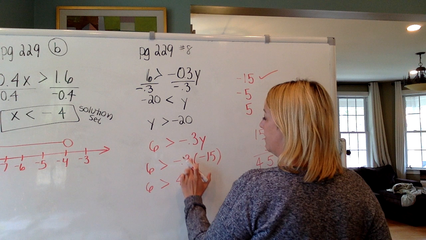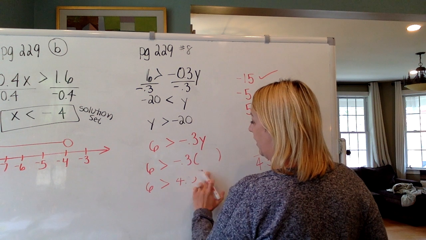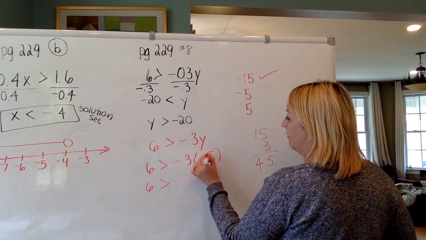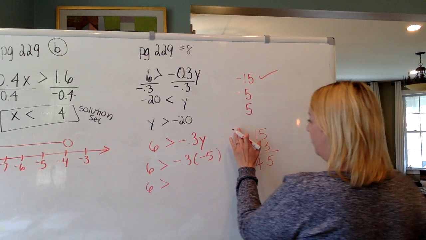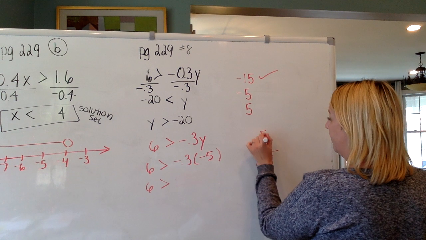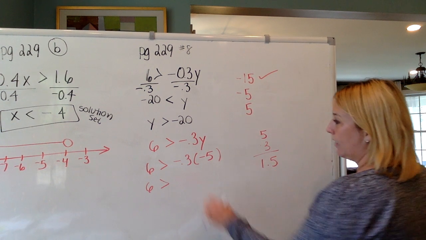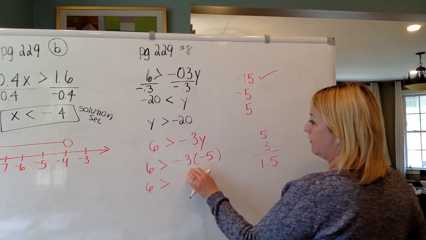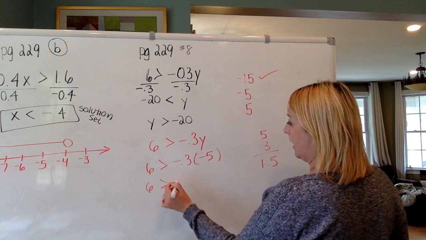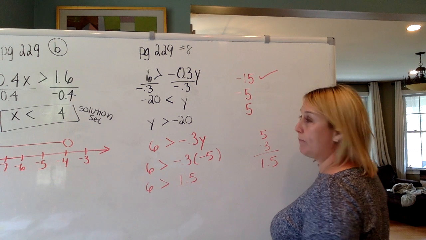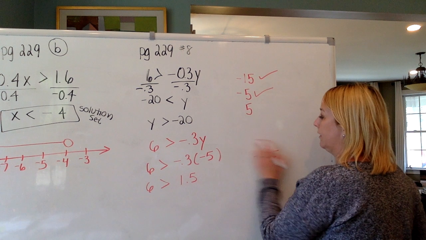All right, let's try to substitute a different value and see what we get. We're going to substitute negative 5 for y. So negative 5. So I'm going to go back over here. It's 1.5. Negative times a negative is positive, and 3/10 times 5 gives us an answer of 1.5. And of course, 6 is greater than 1.5, so we know we did that correctly.